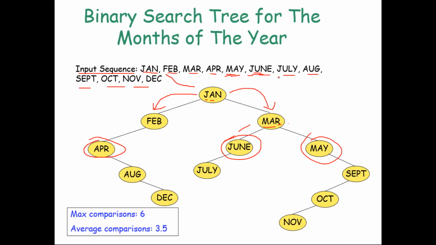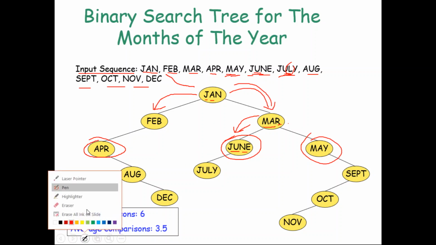Next July. J is matching, but the next characters are A and U. So July is greater than Jan, so come here. Again July is less than March because J is less than M, so go to the left. Already there is June. If you compare June and July, the first two characters are matching. After that, here there is N and here is L. L is less than N. So July is added as the left child of June, right? Then August, and so on and so forth. This tree got created.